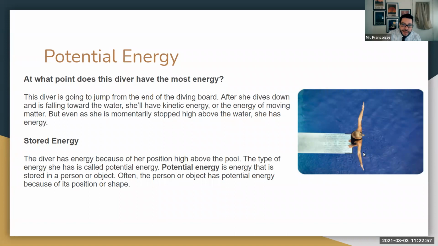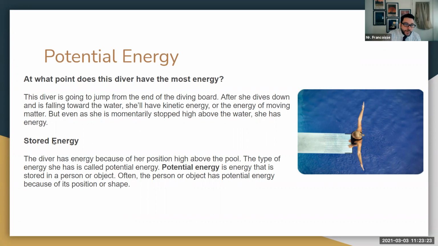So this diver is going to jump from the end of the diving board. After she dives down and is falling into the water, she'll have kinetic energy, or energy of moving matter, right? Right now, she's still, but before she hits that water, she's going to be traveling really fast. But even if she's momentarily stopped high above the water, she has energy. So the energy has to come from somewhere, right? The energy is coming from the fact that she's so high up.